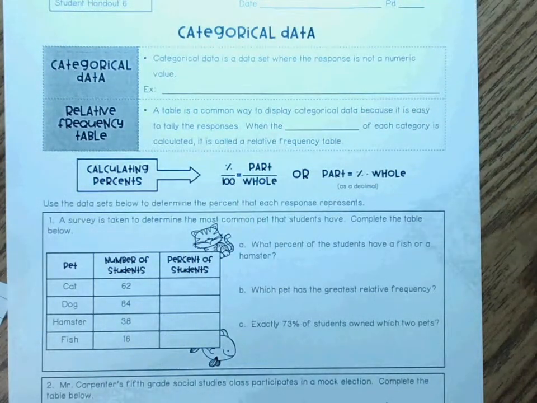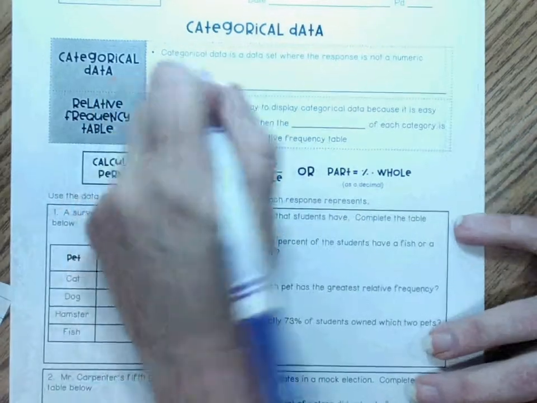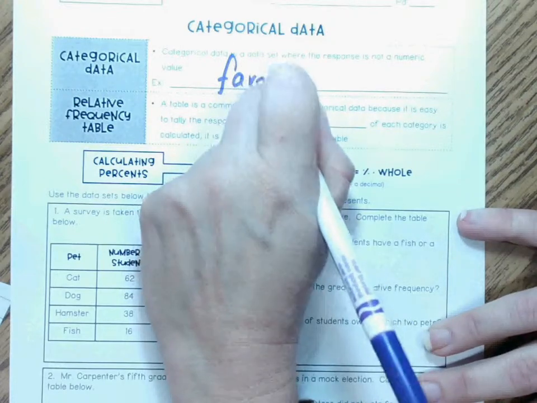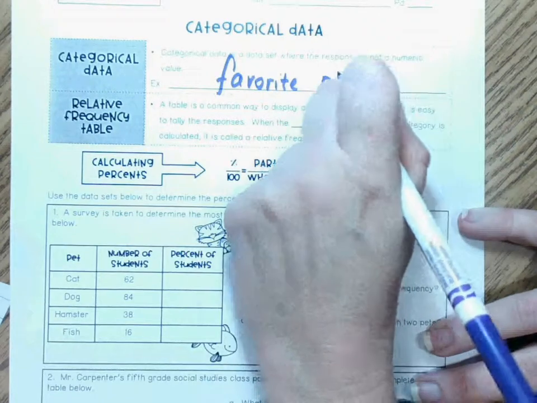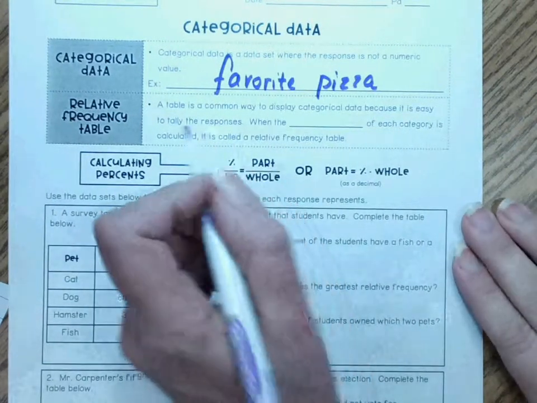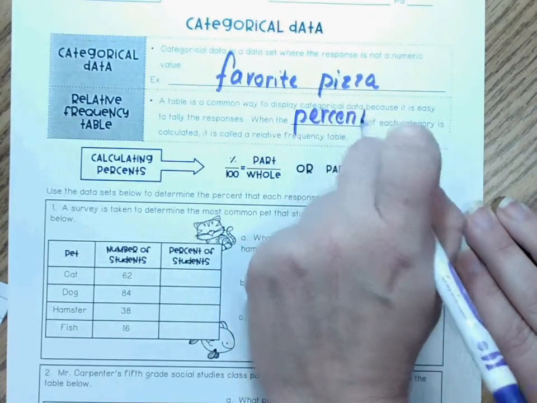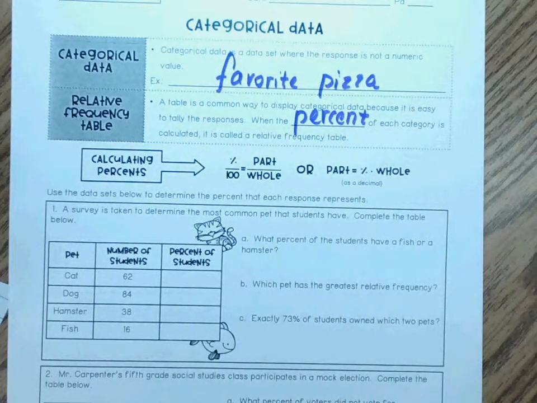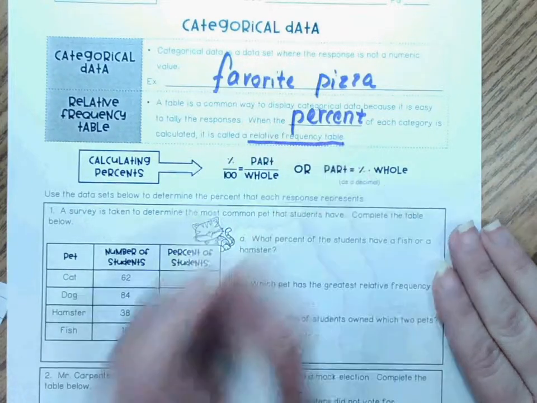Maybe your favorite pizza. I'm just going to write one real quick. A table is a common way to display categorical data because it's easy to tally the responses. When the percent of each category is calculated, it's a relative frequency table. So let's underline that, kind of make it stand out.